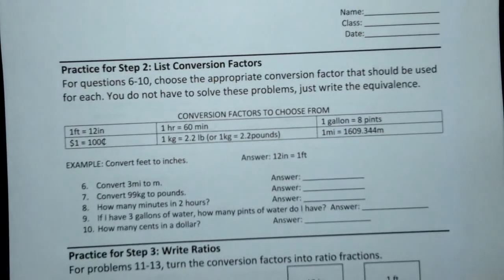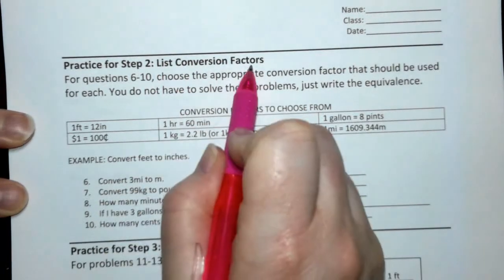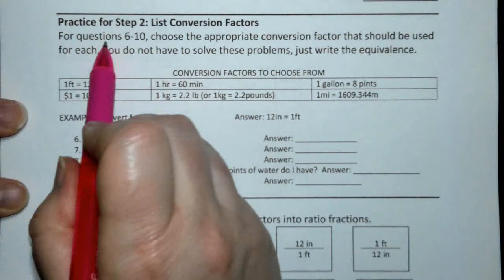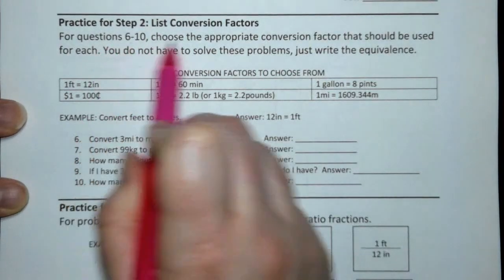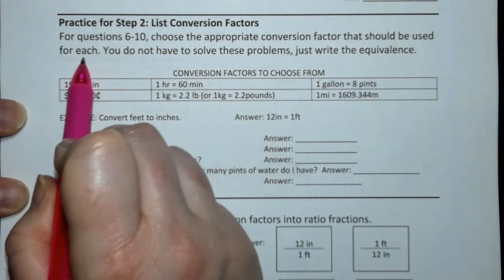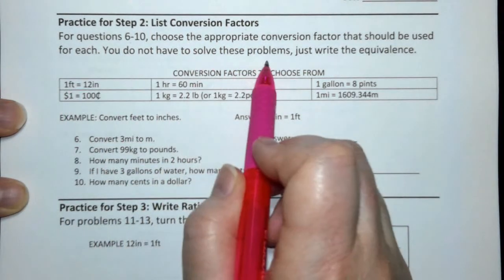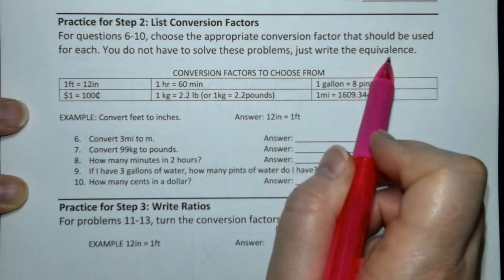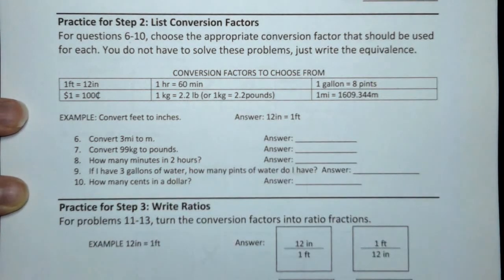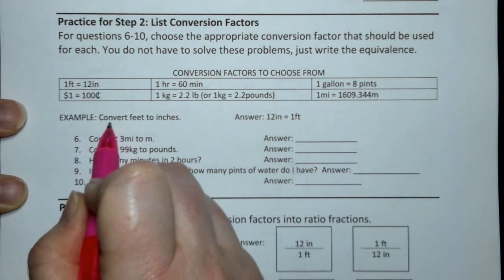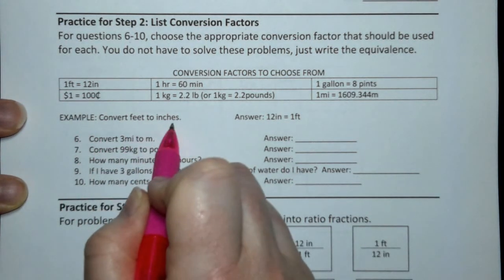Okay, step 2. List your conversion factors. For questions 6 through 10, choose the appropriate conversion factor that should be used for each. You do not have to solve these problems, just write the equivalence. All you have to do is write the conversion factor you're going to use. So the first example, convert feet to inches.